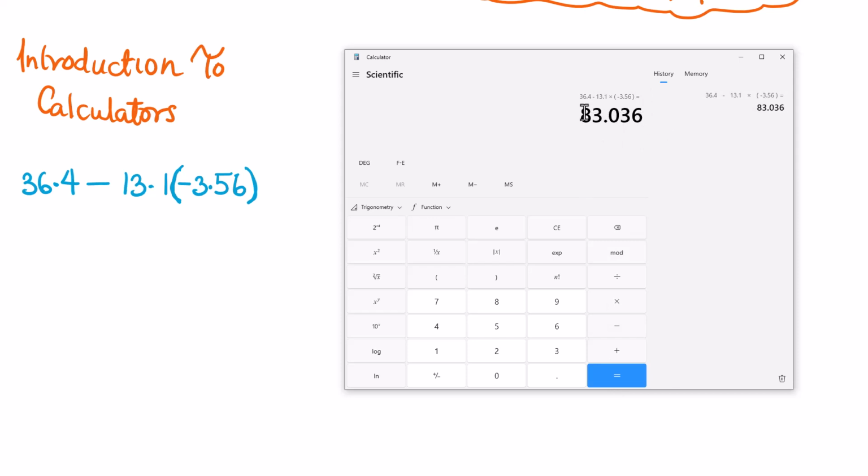83.036 on your calculator. On our next video, we're going to look at how to approximate numbers and also recognizing significant digits.